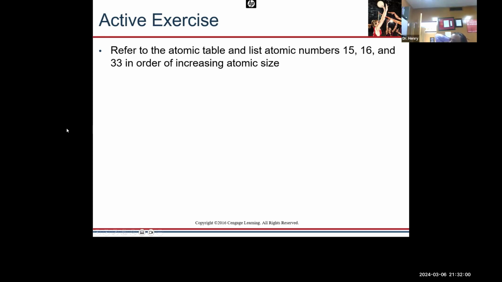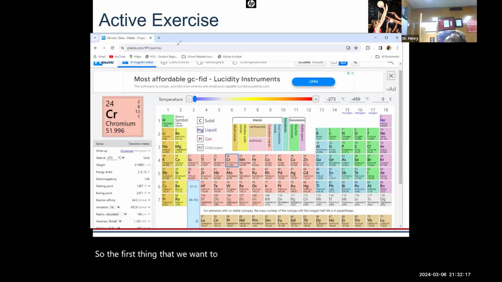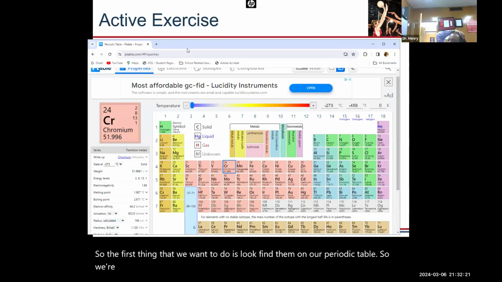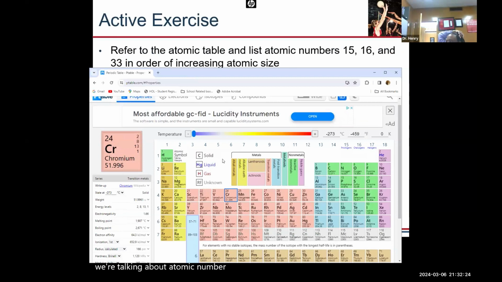Okay, so what is going to be the smallest atom? The first thing that we want to do is find them on our periodic table. So we're talking about atomic numbers 16, 15, and 33. Can you guys find the atomic numbers on our periodic table?